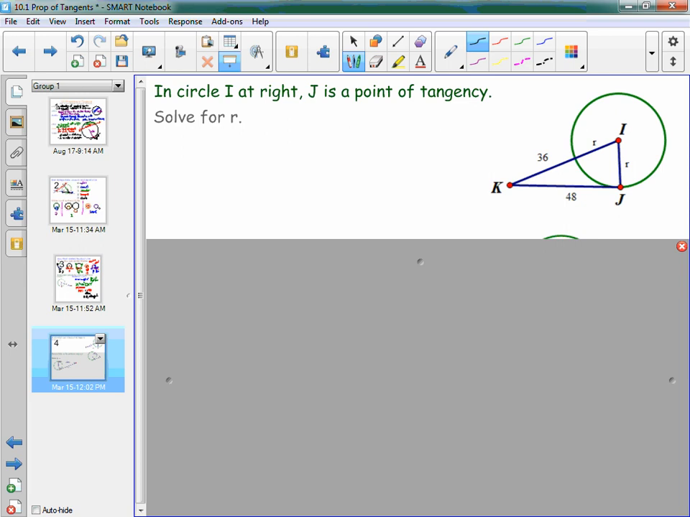These types of problems can be tricky. In circle I at right, J is the point of tangency. So what happens here is we have two radii involved. Since we know it is tangent, we know that is a right angle. So our short side is R, our longer leg is 48, and we know it's a right angle, so we know it's equal to. Now our entire hypotenuse is this whole thing, which is R plus 36 added together and then squared.